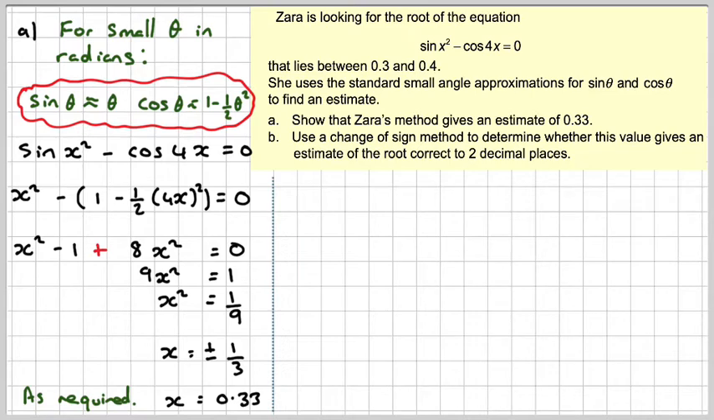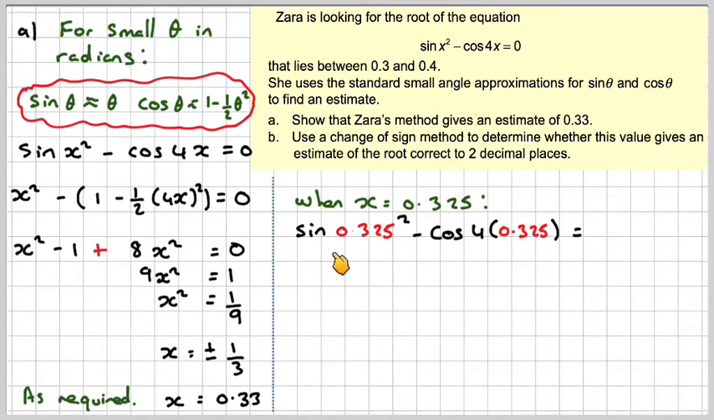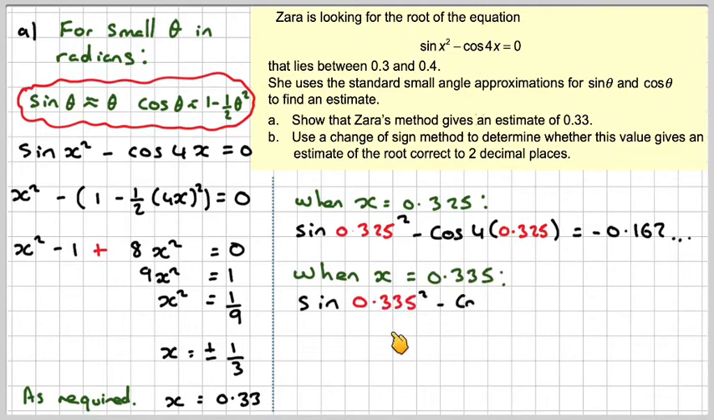Now, if we use the change of sign method, 0.33 lies between 0.325 and 0.335. So when x is 0.325, we put that into here, making sure our calculator is in radian mode. So we've got sine of 0.325 squared minus cos 4 times 0.325, which is equal to minus 0.162. And then when we take the upper bound, which is 0.335, we get sine of 0.335 squared minus cos of 4 times 0.335 is equal to minus 0.116.